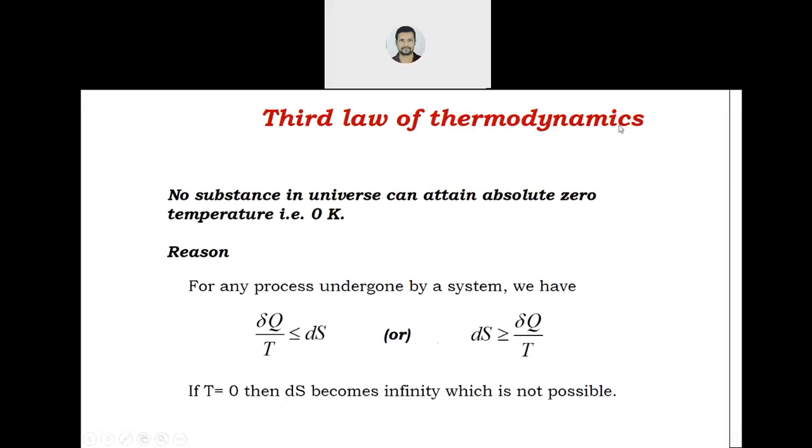Now, this is the third law of thermodynamics. You have read it in your 11th and 12th, but if you are going into class 11 and 12, then this is new for you. What is the third law of thermodynamics? No substance in the universe can attain absolute zero temperature. And what is absolute zero temperature? 0 Kelvin. Absolute zero temperature is nothing but 0 Kelvin. So 0 Kelvin is not possible to attain by any substance in the universe.